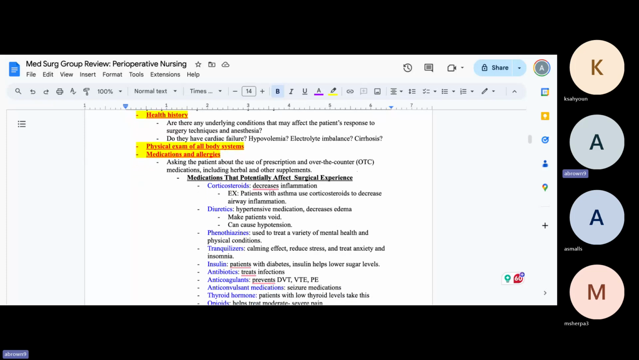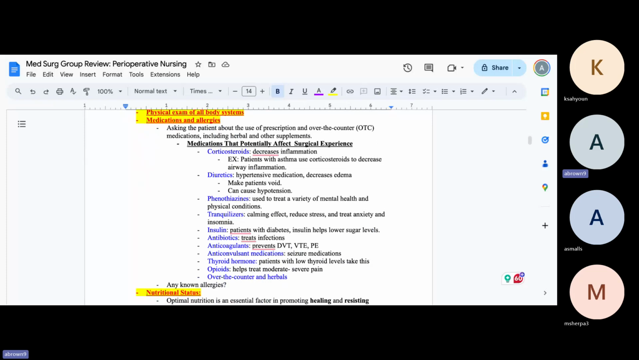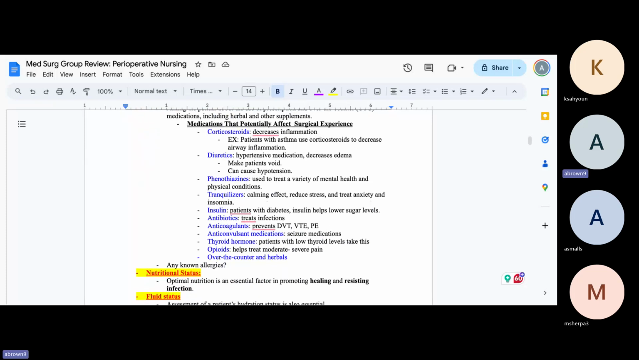And then as the nurse, you're going to do a physical exam of all body systems. And then you're also going to pay attention to medications that they're currently taking, as well as any allergies they may have. So you want to ask the patient about the use of prescription and over-the-counter medications, including herbal and other supplements. So these are a couple of medications that can potentially affect the surgical experience. I saw this in your PowerPoint, so I just wrote out what these medications are. You probably haven't learned about them yet, but if you have, Remy usually will give you an outline saying what medications you should know, but these are just a little bit about them.